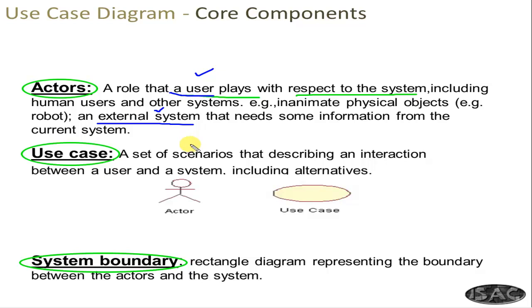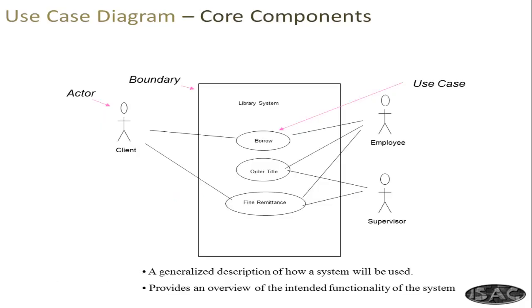What is the use case? It is a set of scenarios describing an interaction between a user and a system, including alternatives. So here is an actor, here is a use case. Now, the system boundary. The system boundary is a rectangle representing the boundary between the actors and the system. Okay? So in the previous case we saw the boundary of the cellular system. Now, let us understand the actor, boundary and use cases with an example.